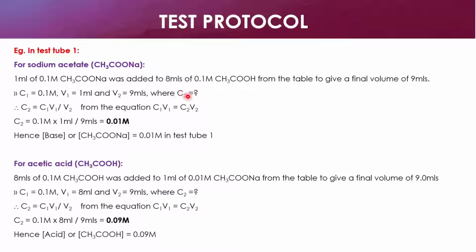Making C2 the subject, we have C2 equals C1V1 divided by V2, from the equation C1V1 equals C2V2. Substituting the values into this equation, we have C2 equals 0.1 molar times 1 ml, all divided by 9 ml. So C2 will give us 0.01 molar. Hence, the base concentration, or the concentration of the sodium acetate in the first test tube, is 0.01 molar.